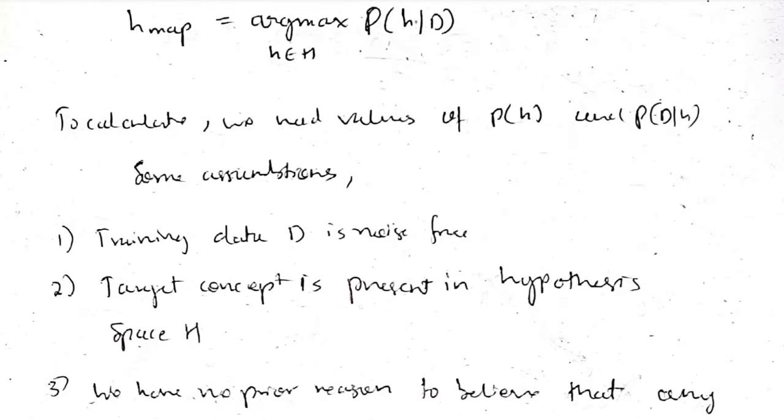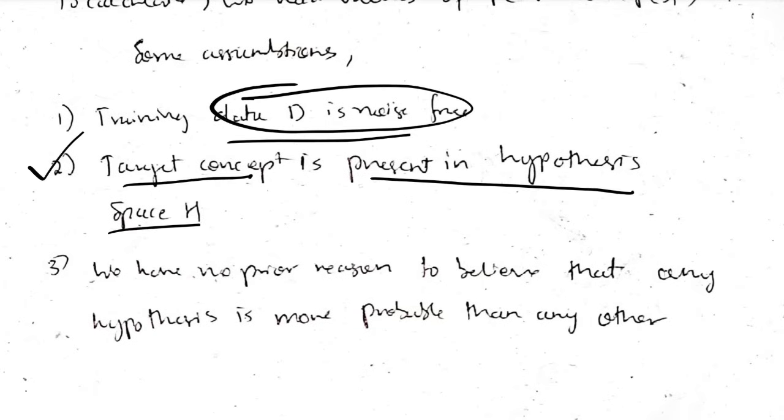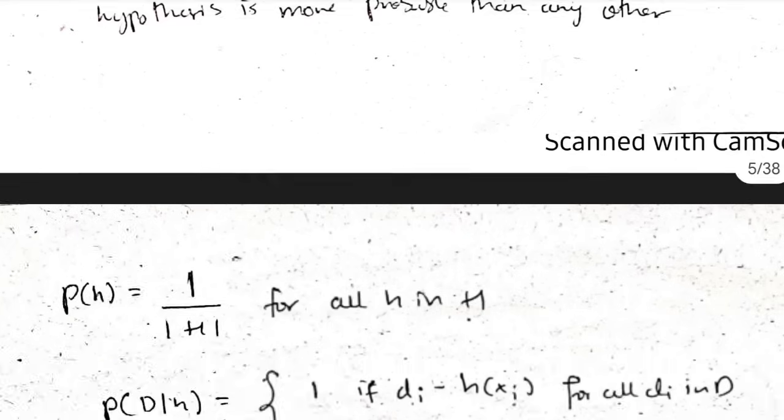Some assumptions are as follows. First, training data D is noise free. Second, the target concept should be present in the hypothesis space. Third, there is no prior reason to believe any one hypothesis is more probable than any other, so all the hypotheses are equally probable.